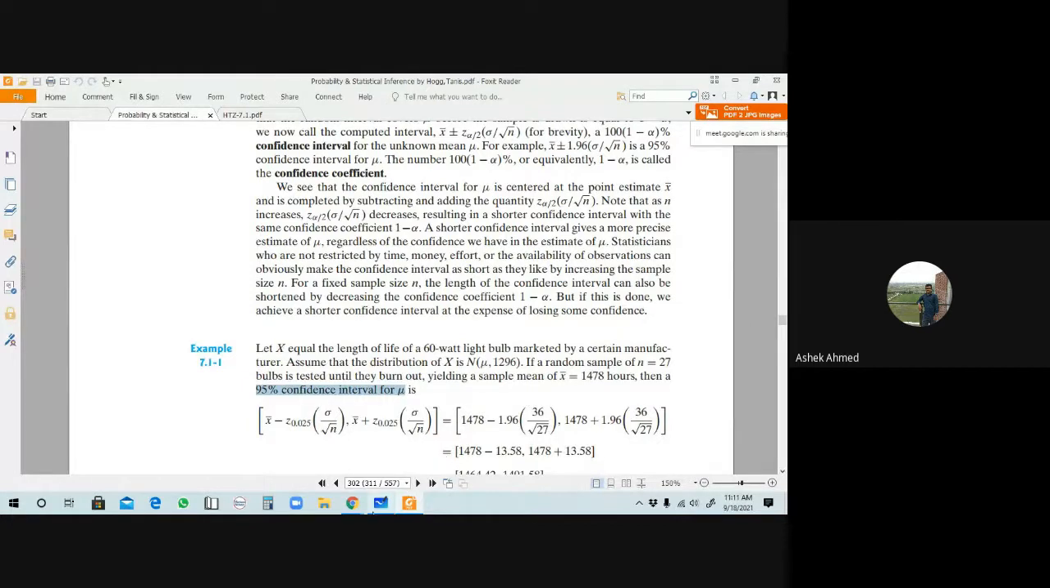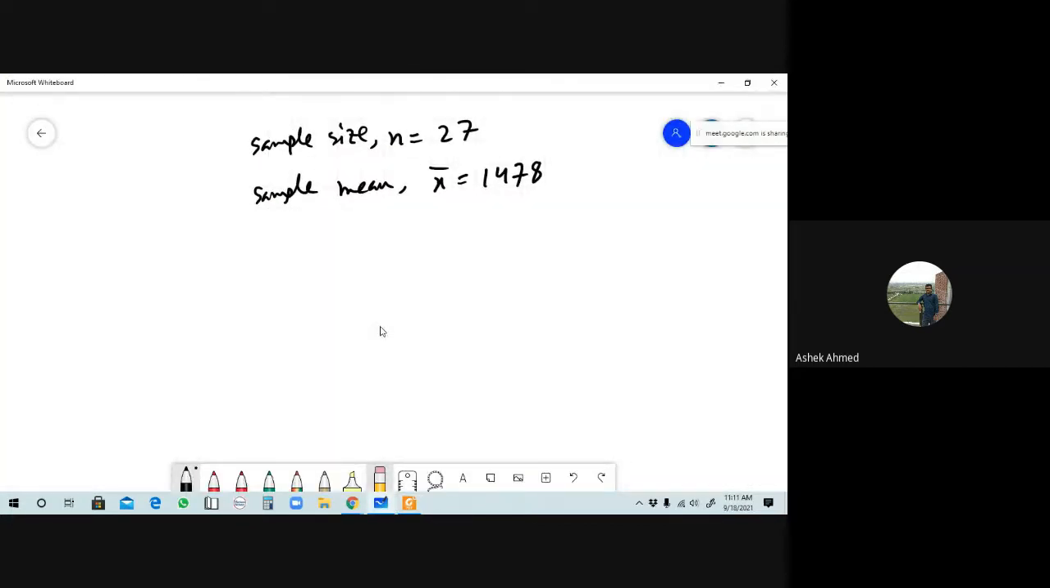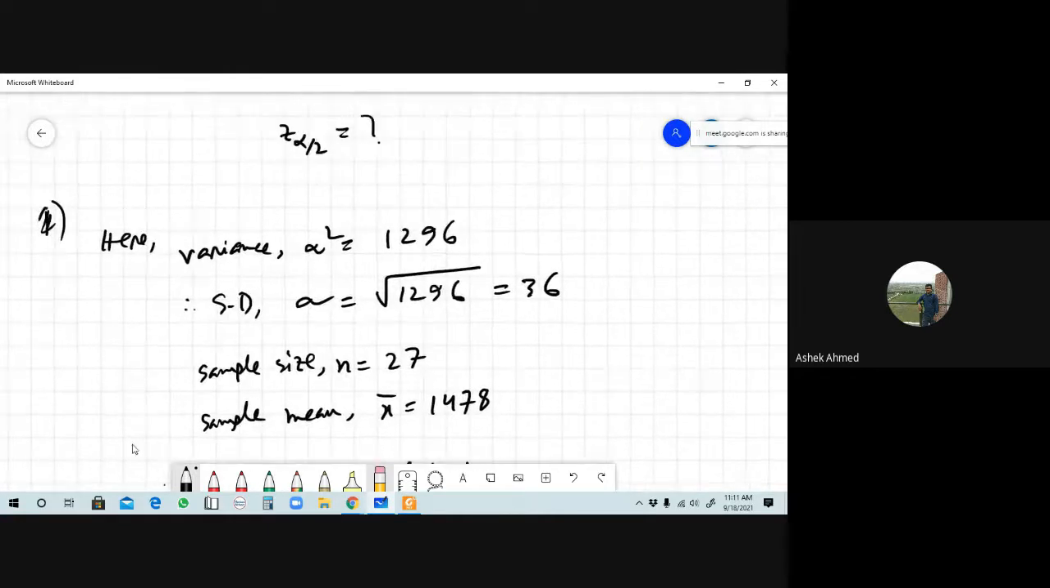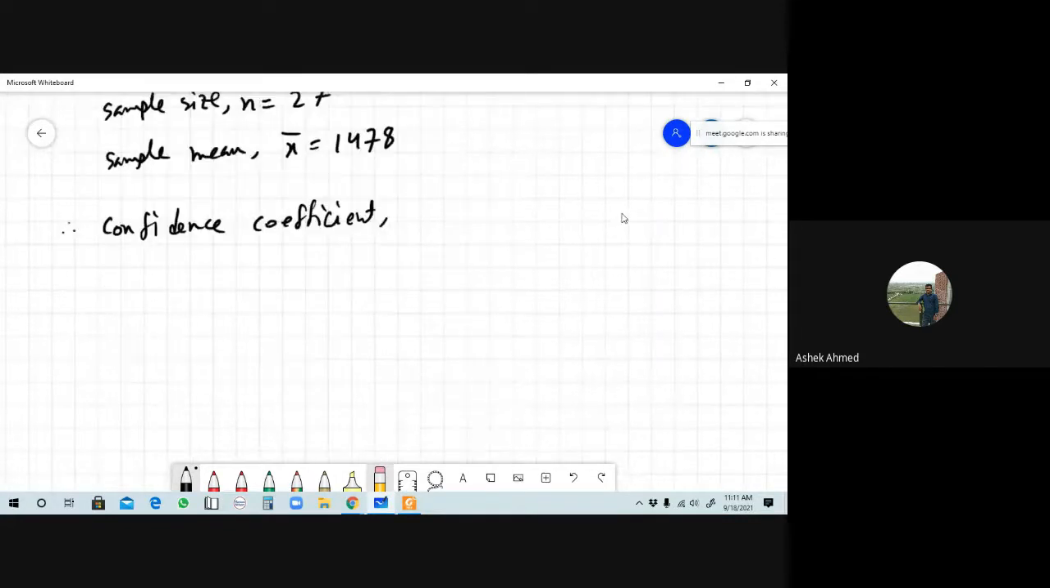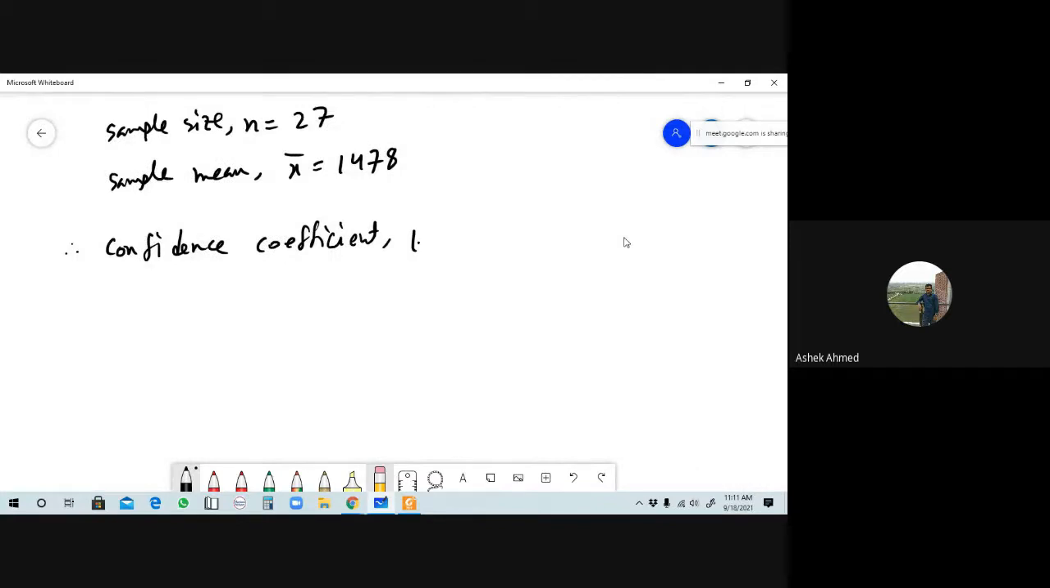So what do we have to do? For that case, you have to find the confidence coefficient. What was the confidence coefficient denoted by? Can you say? That was 1 minus alpha, but its value here is 95%. Respond to me, is it 95%?